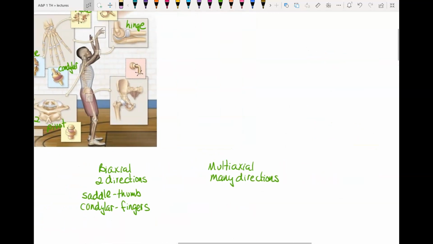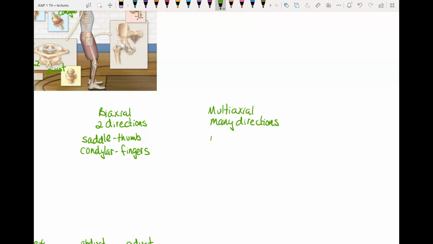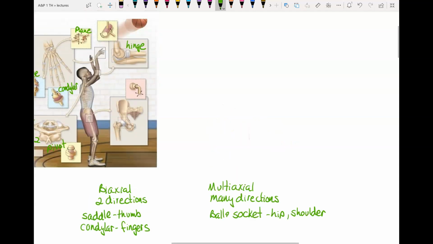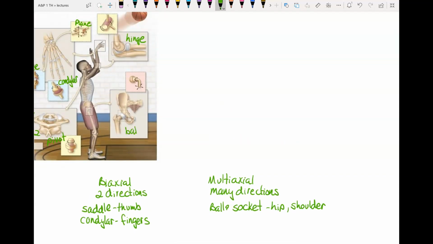Then multiaxial, there's only one type of multiaxial, and that is the ball and socket. So this joint is named because of the way the two bones fit together. One bone forms kind of a socket, like a hollow open area or a little cave. The other bone has a ball that fits into that. And this would be the hip and the shoulder. So here is the ball and socket. So you have the head of the femur is a ball and it fits into a socket in the hip.